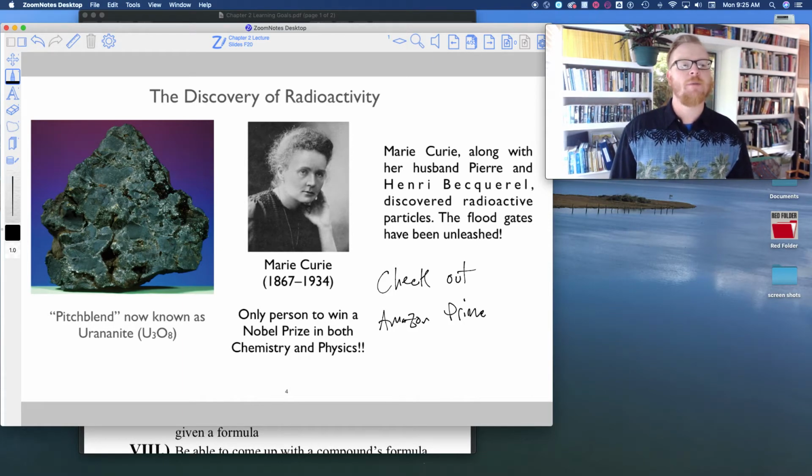So in the movie, they show famously how she was able to discover two new elements, polonium and radium, by using this material called pitchblende or uraninite. They had to go through tons and tons and tons of pitchblende.